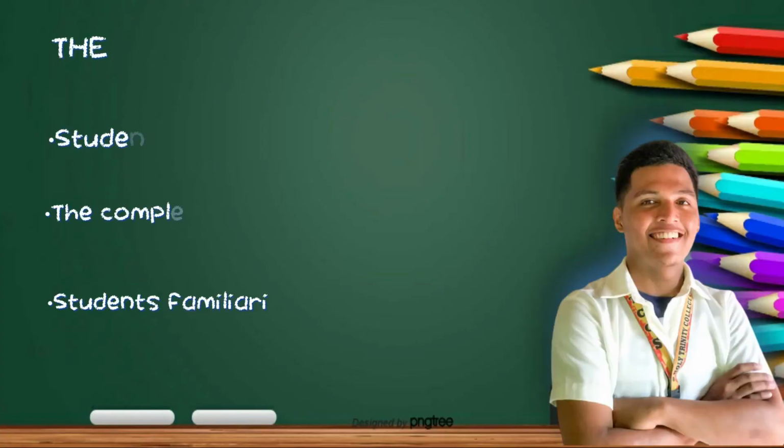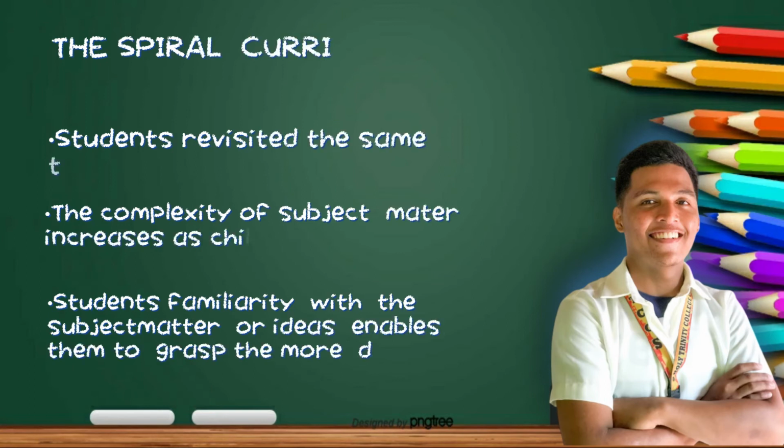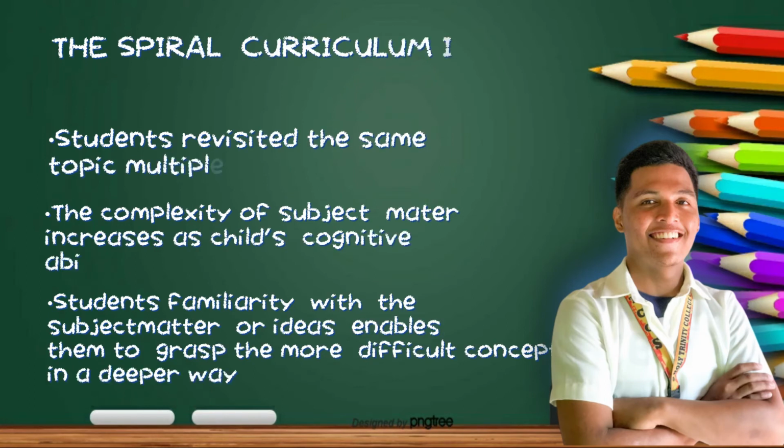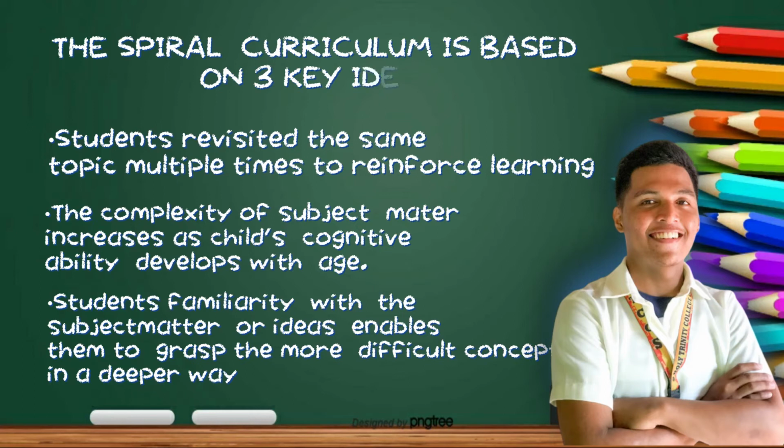The spiral curriculum is based on three key ideas. Students revisit the same topic multiple times to reinforce learning. The complexity of subject matter increases as a child's cognitive ability develops with age. Students' familiarity with the subject matter or ideas enables them to grasp more difficult concepts in a deeper way.